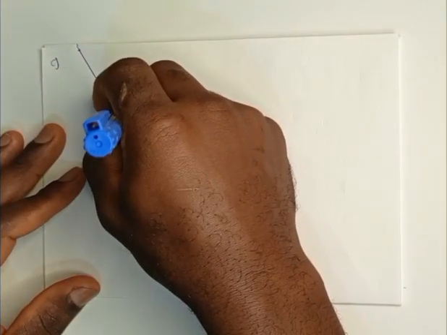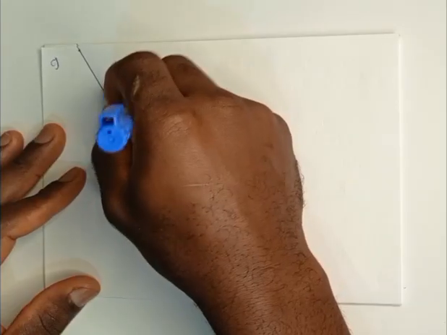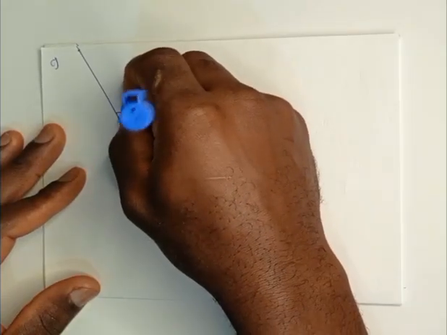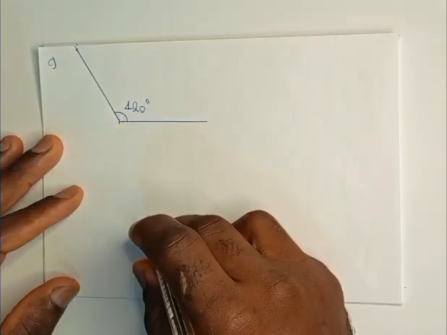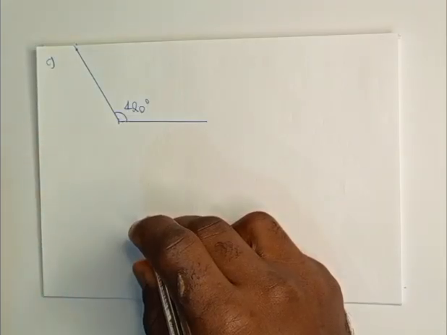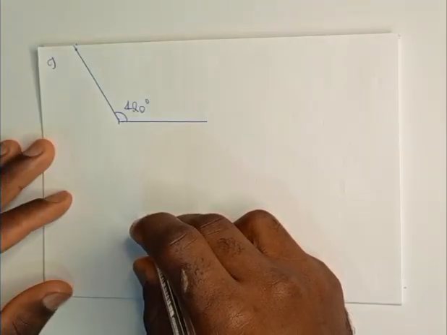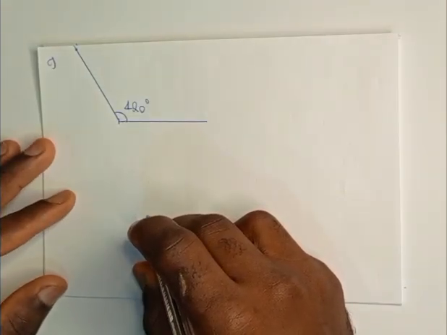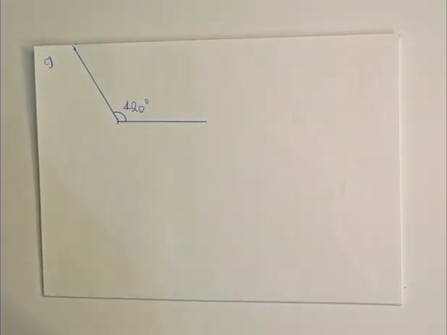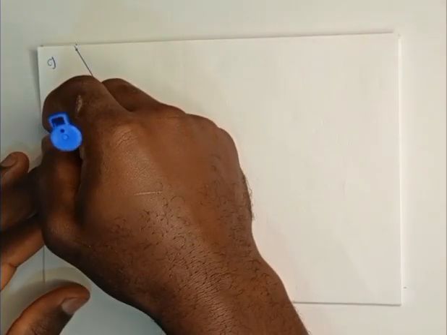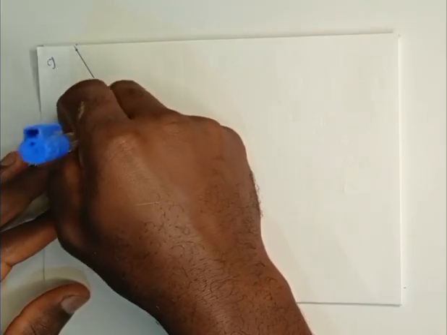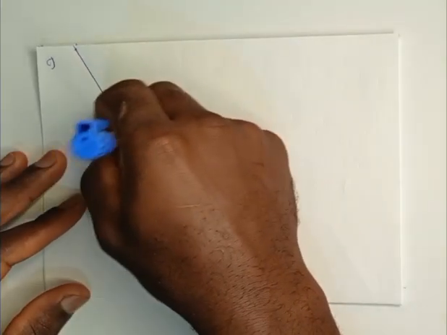Then we label this angle as 120 degrees. The special name for this angle is, it is an obtuse angle. You can see it lies between 90 degrees and 180 degrees. Obtuse angle.